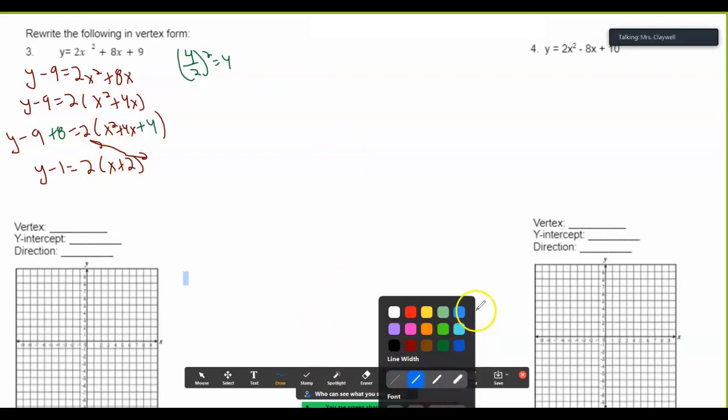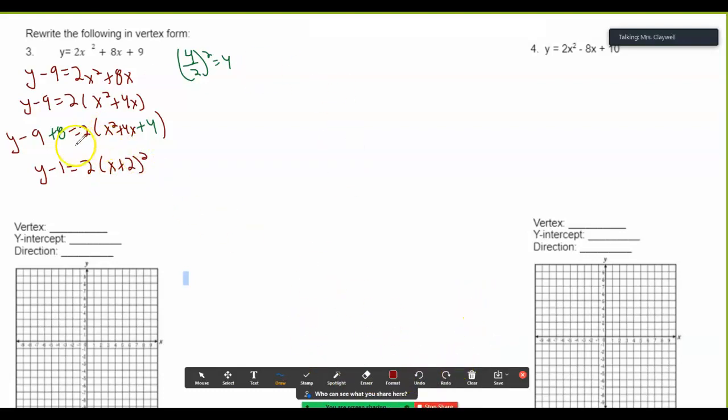This becomes (negative 2, 1). My y-intercept is (0, 9), and it opens up still.